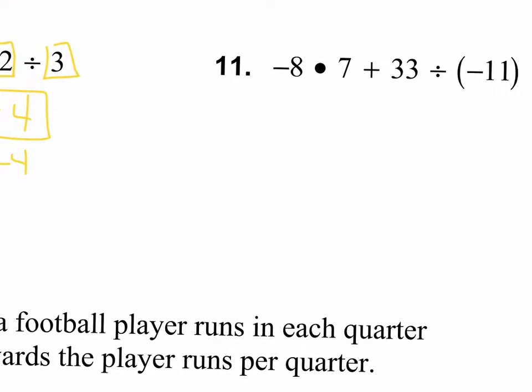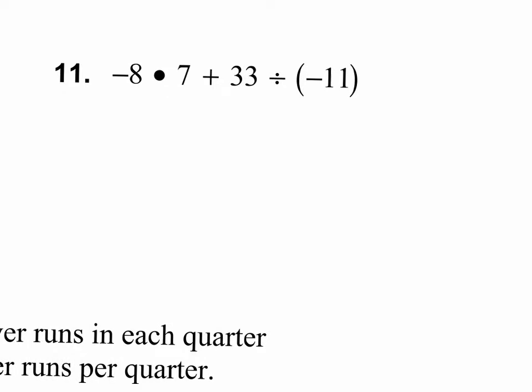Alright, number 11. Multiplication and division are the first thing you see. There's no parentheses or exponents, so we work from left to right. We're going to do this multiplication first. Negative 8 times a positive 7. Opposite signs, you get negative. 8 times 7, you get 56.